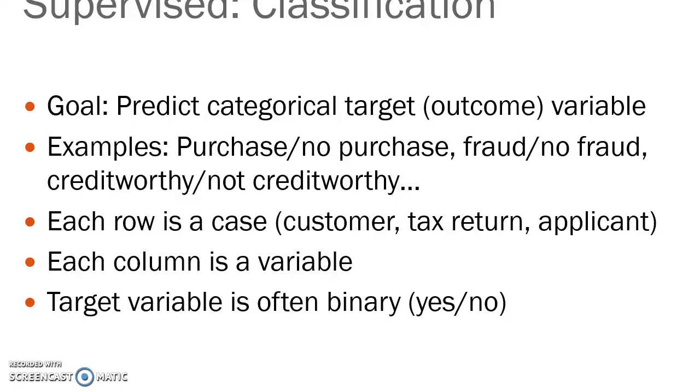Each row is usually a case of some sort, either a customer or a tax return applicant. We want data down at that very granular level. We don't want data that's aggregate. We want the actual individual records in our data, and every column becomes a variable in this. The target value, like I said, is usually binary, but it doesn't have to be. It can be greater than two values if needed for that particular prediction problem.